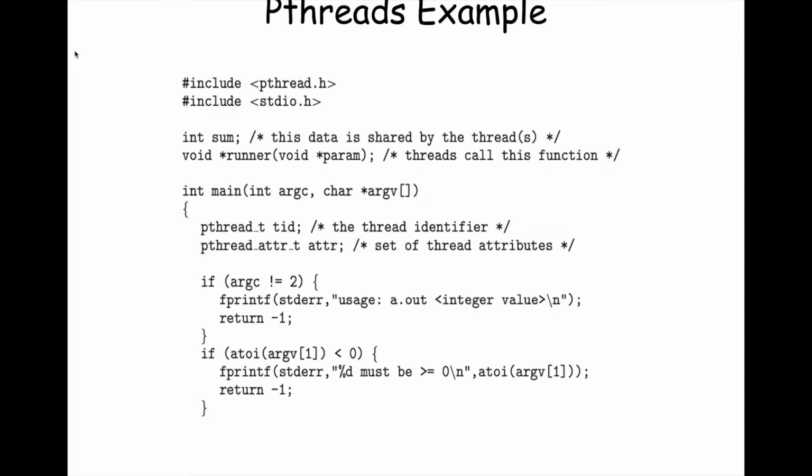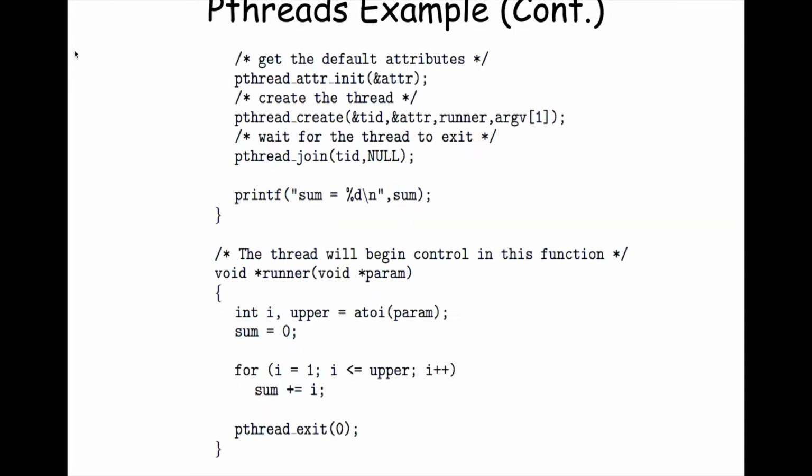And so we did a little bit of bookkeeping to check for the command line, and then the business end of this program. We initialized the thread attributes, and then we did pthread create. And this pthread create was given a number of things. It was given a pointer, or the address, of the thread ID and the attributes.